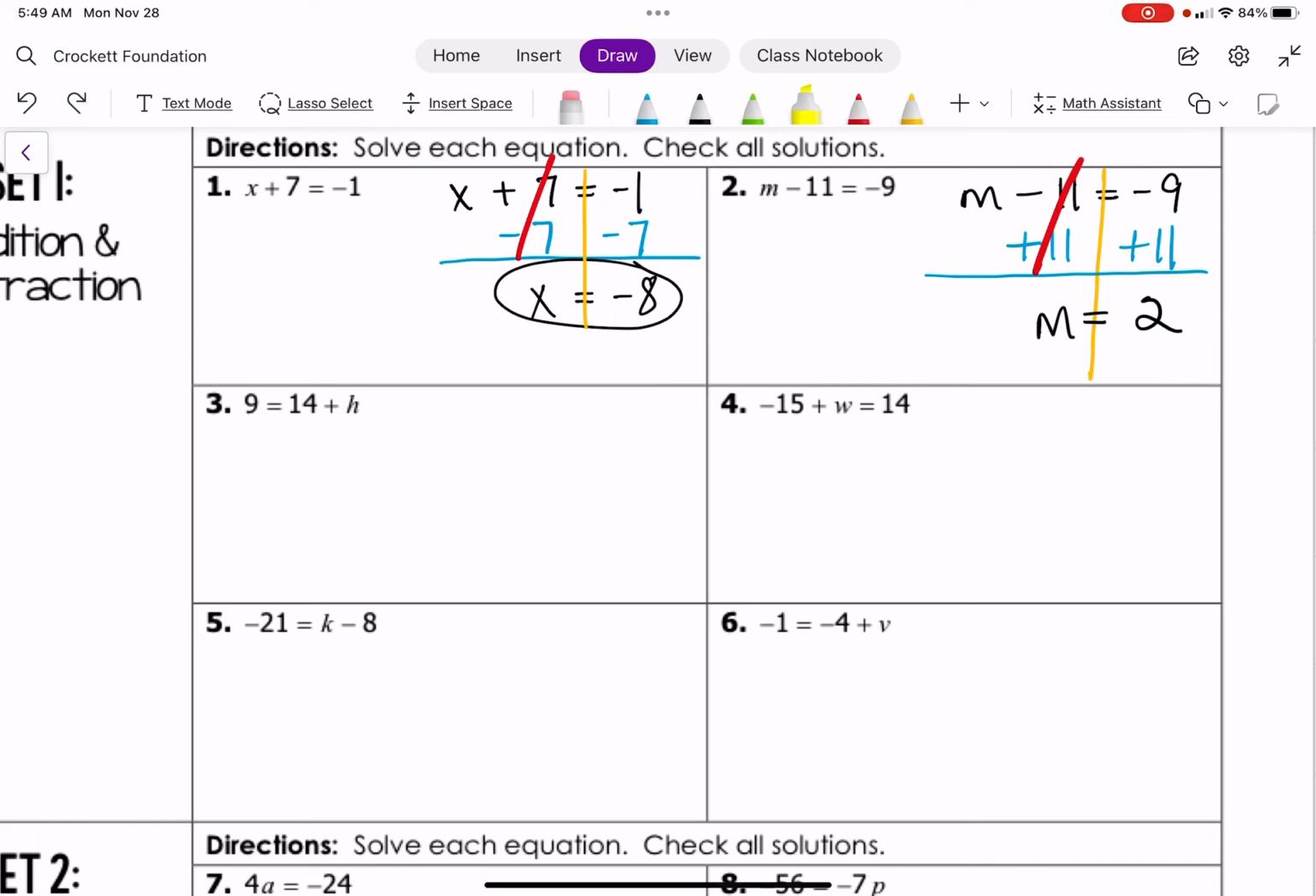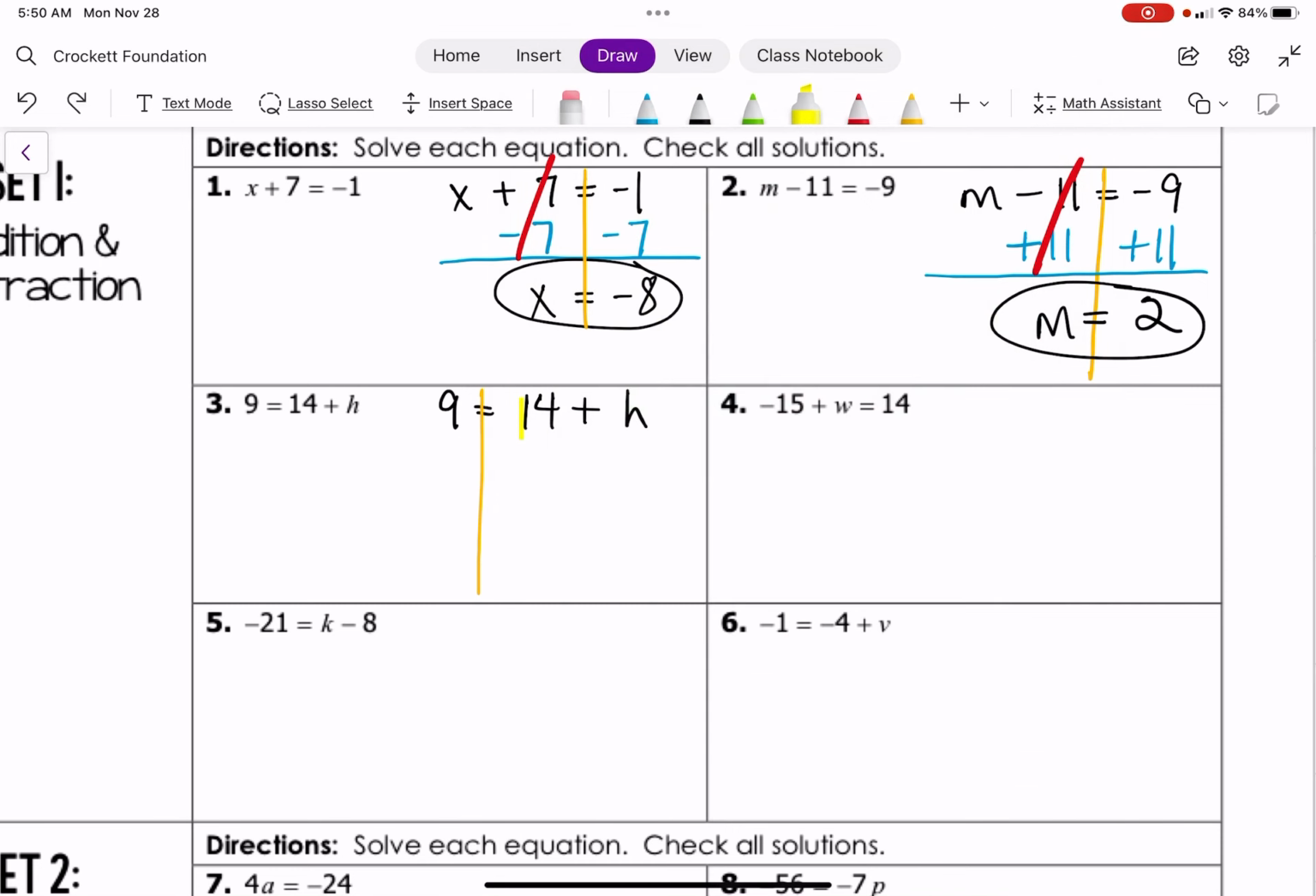All right, let's take a look at number 3. Once again, I'm going to start by rewriting it. 9 equals 14 plus h. Go ahead and draw my line because I know I have 2 sides. Now, the side that we need to focus on is the side with the variable, which is the right side. On that side, there's a positive 14 right here.